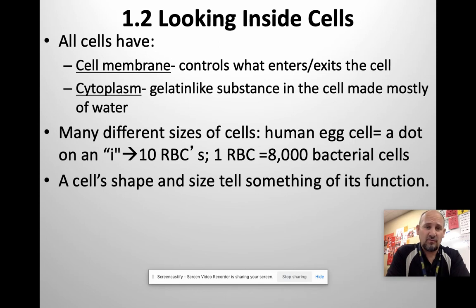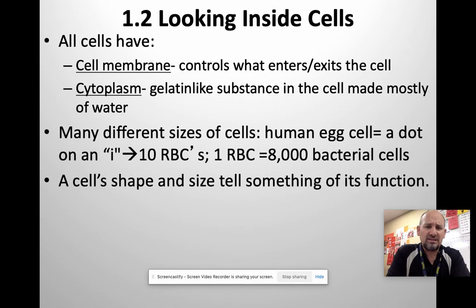Each of those red blood cells is equal to about 8,000 bacterial cells. So if you multiply all that, okay, you're looking at about 80,000 bacterial cells on the dot of an eye. So bacteria can spread pretty quickly. They are pretty numerous, or can be, and can get more numerous fairly quickly depending on the type of bacteria and the conditions that they're in.